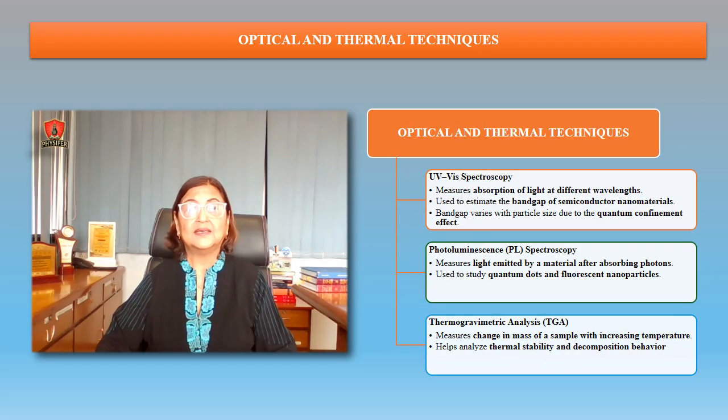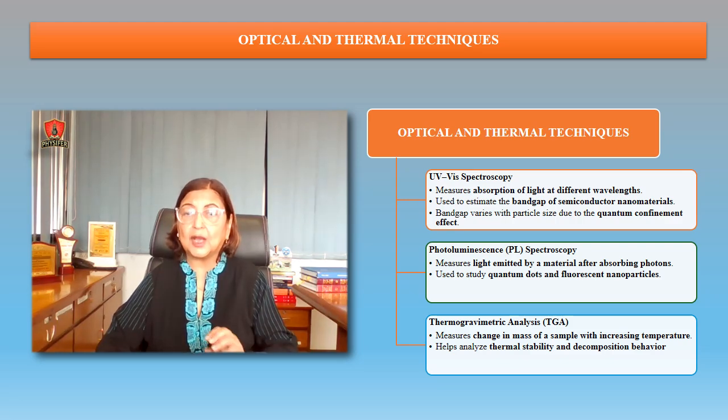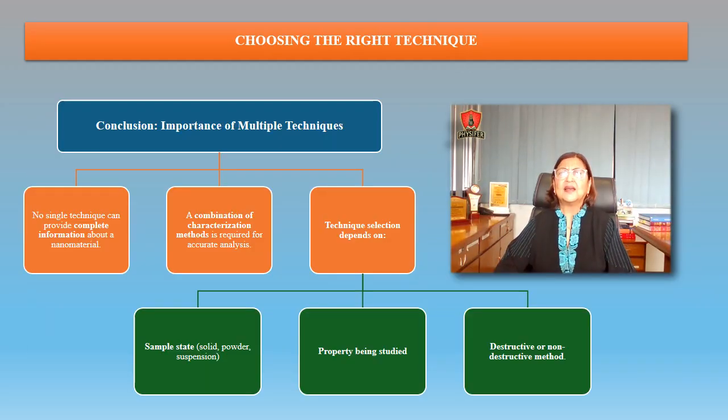Third is TGA, thermogravimetric analysis. It measures the mass of a sample as a function of temperature. As we heat the material, different components decompose or volatilize at characteristic temperatures that give the thermal properties. In this way, there are a large number of techniques for characterization of the nanomaterial.